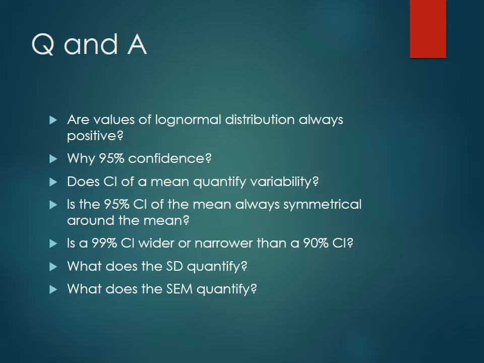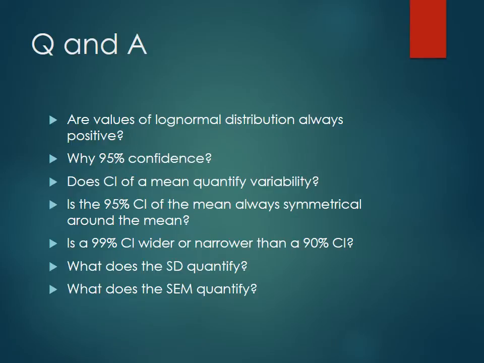Why do we look at 95% confidence? Because that's good enough. I know it's arbitrary. They just picked 95% confidence and went with it. Very frequently, you'll see a lot of p-values expressed as less than 5%. But the standard is going to be 95% confidence intervals around means.